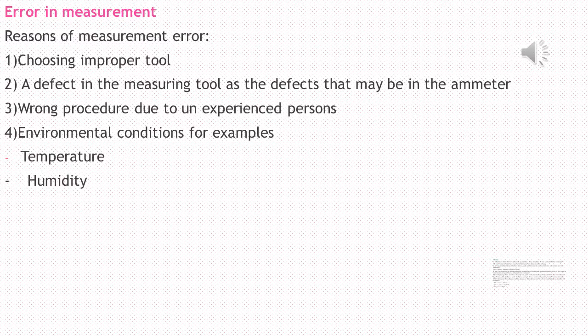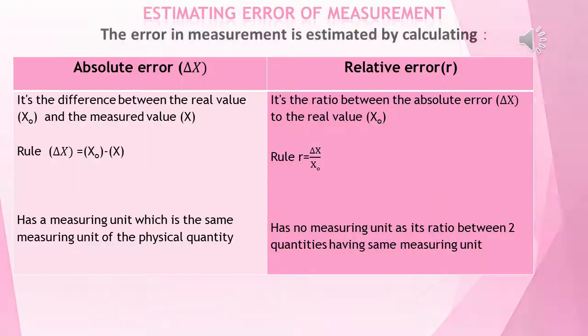We must read any reading in any device with a perpendicular plane. Okay. Number four, environmental conditions, for example, temperature and humidity. Increasing the room temperature may cause defects in the device. Estimating the error of measurement.